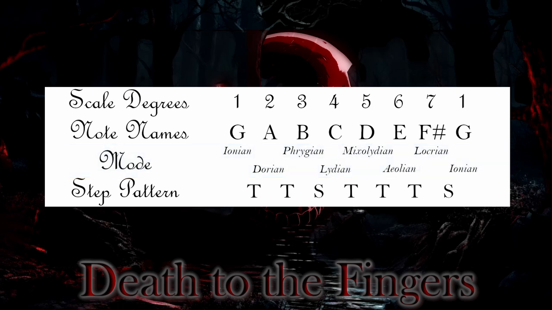And finally, you have the step pattern, the distances between each one of those notes. So from G to A is a whole step or a tone. From A to B is another tone. From B to C is a half step or a semitone. And that's incredibly important to understand.